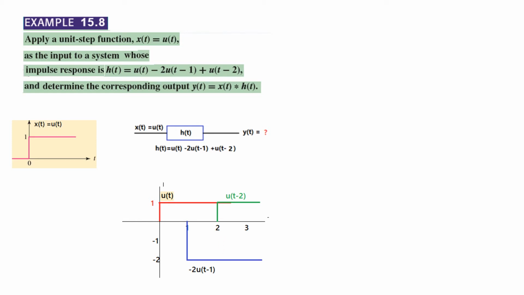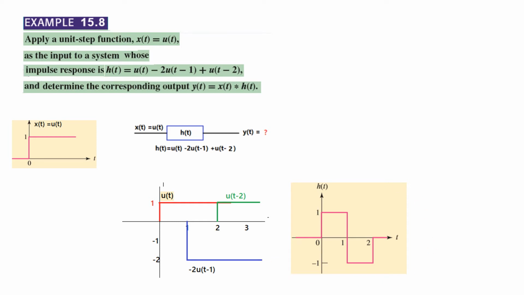So the net result is minus 1, or negative 1, up to 2. Then what is happening? We now have two ones at the positive and two at the negative, so the net result is 0. That means after 2, the function value will be 0. So it will look like this: 1 from 0 to 1, then it becomes minus 1, and at 2 it becomes 0. So this is how h(t) will look.